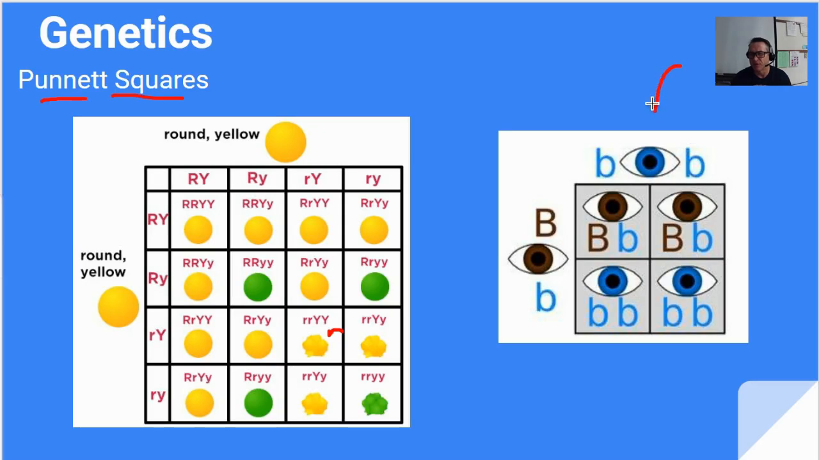So this right here, the little four square one, the easy ones, this is a monohybrid. Mono means one. So in this Punnett square, we're only looking at one trait, eye color, brown or blue eyes.